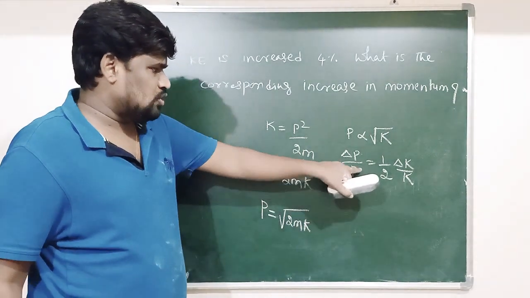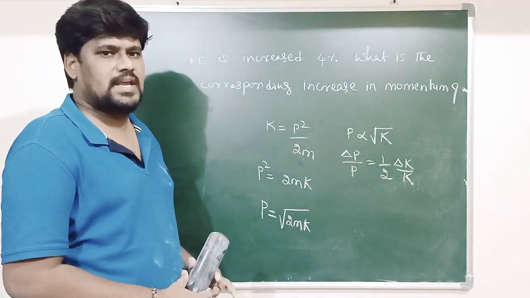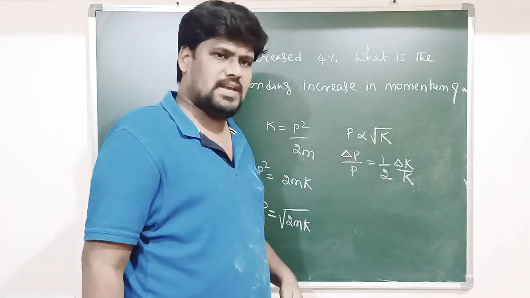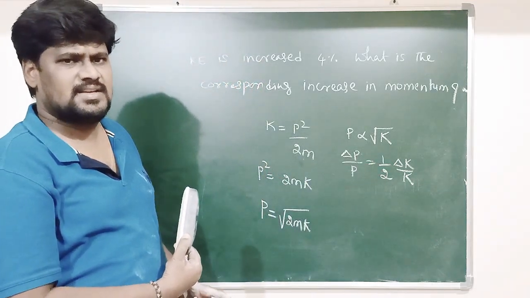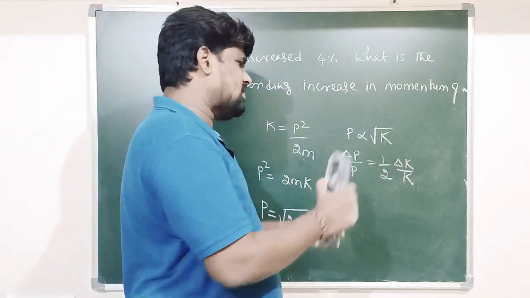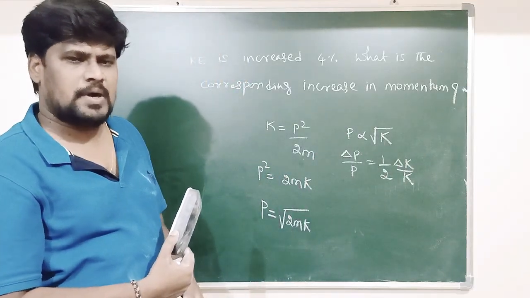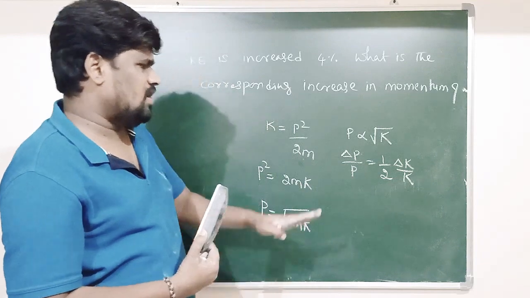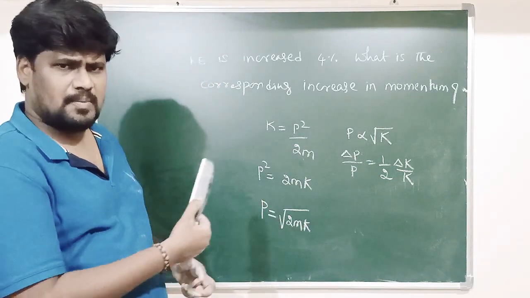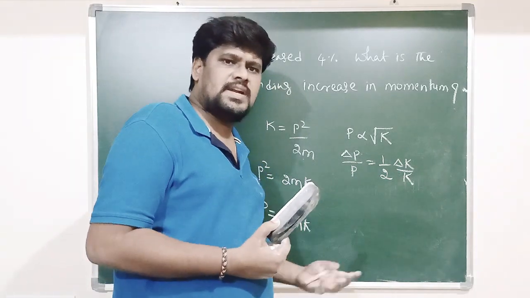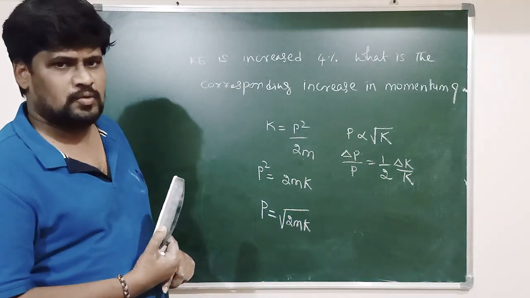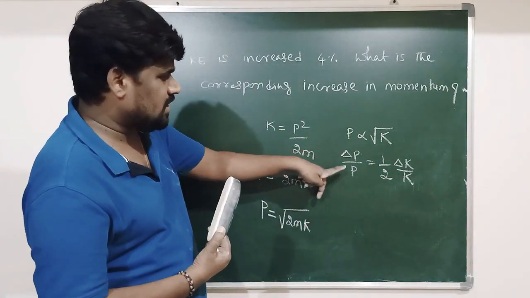Delta P by P is equal to 1 by 2 times delta k by k. What is delta k by k here? Of course, it is the fractional change in the kinetic energy, or you can treat it as the percentage change in the kinetic energy. If delta k by k is multiplied by 100, it becomes a percentage.